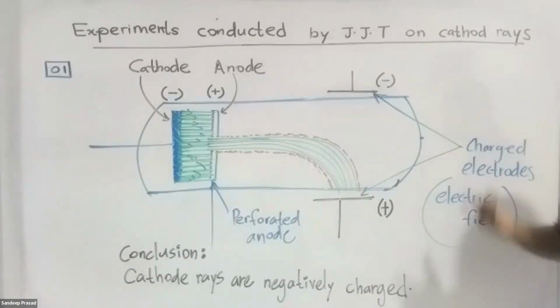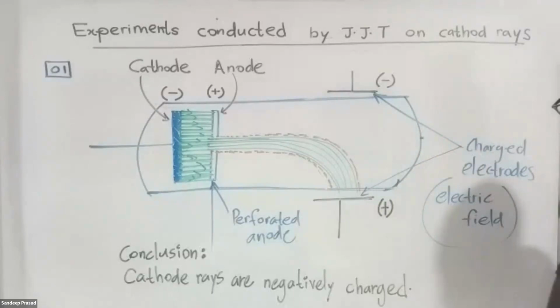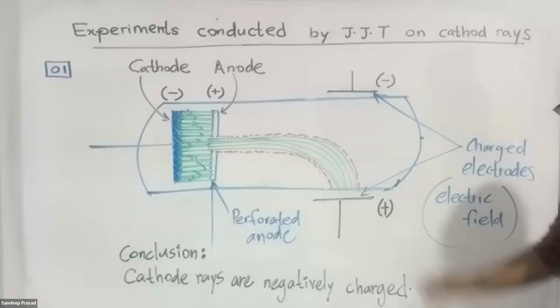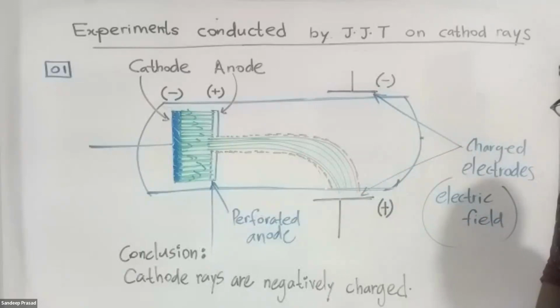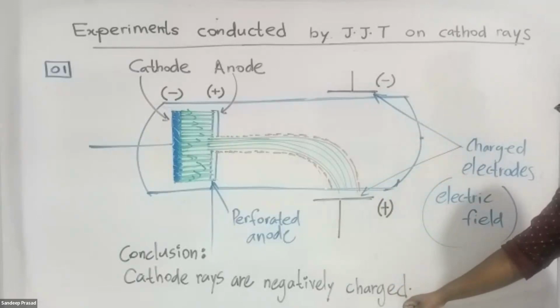Remember, this is a very important discovery. Don't think that this is not that important. J.J. Thomson realized that cathode rays are negatively charged by conducting this experiment. You know that electrons are also negatively charged. If something is negatively charged, it should be attracted towards the positive one. In the electric field, this is the positive tip, so the cathode rays deflected towards the positive tip. Therefore, the conclusion is cathode rays are negatively charged. You know the experiment conducted by J.J. Thomson. The observation is cathode rays deflected towards the positive tip, and the conclusion is cathode rays are negatively charged.